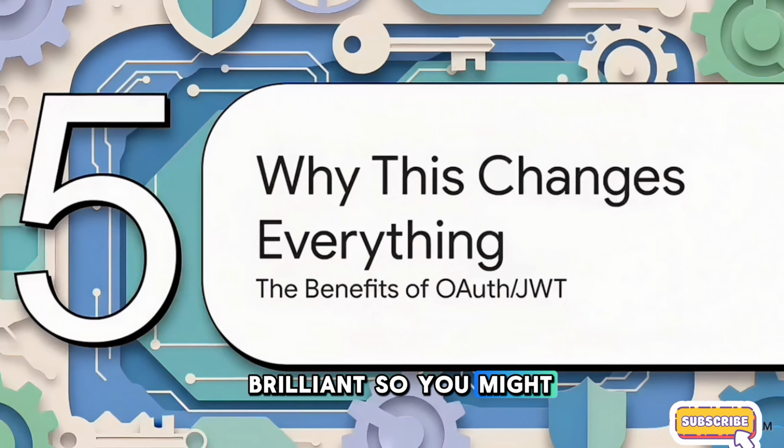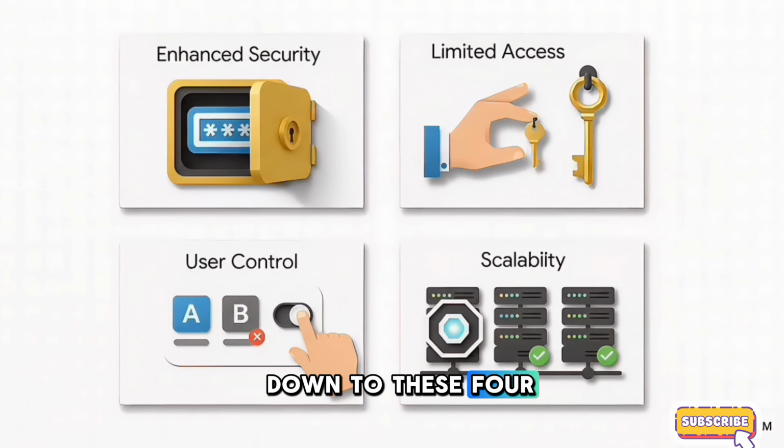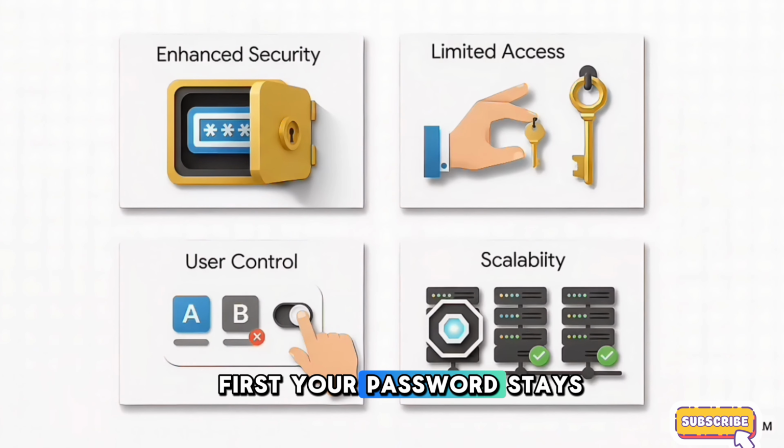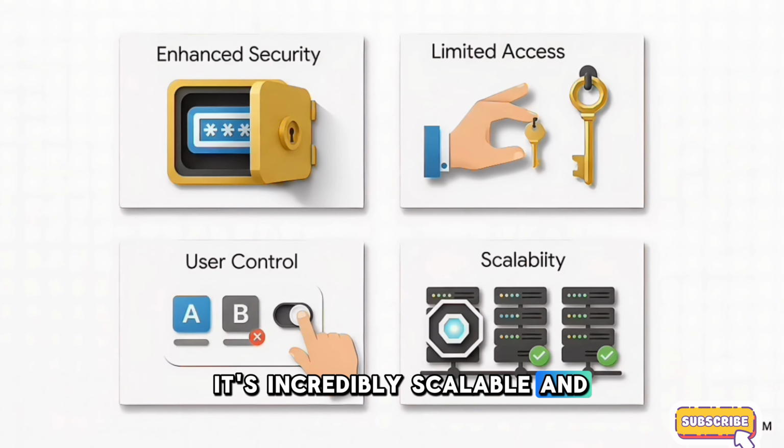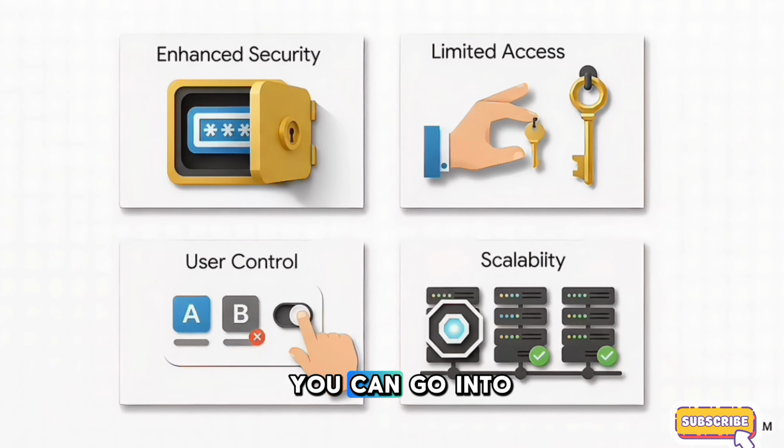Brilliant. So you might be sitting there thinking, okay, that's pretty clever, but why is this specific combo, OAuth for getting permission and JWTs as the keys, why did this become the absolute bedrock of the modern internet? Well, it really boils down to these 4 huge wins. First, your password stays safe, period. Second, apps only get the exact permissions they need, nothing more. Third, and this is massive for big companies, it's incredibly scalable. And finally, you are in control. You can go into your Google account settings right now and see a list of every app you've ever approved and just click a button to kick one out.